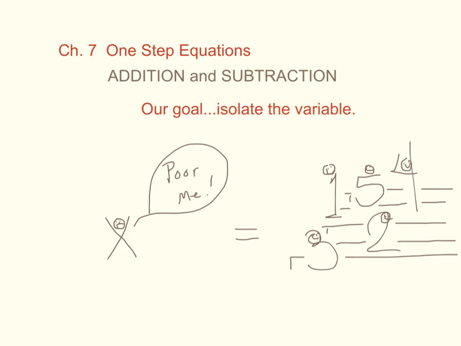To isolate means to put something all by itself. If that's a person, it means they're really lonesome. Thankfully, variables don't have feelings, so they can't feel sorry for themselves when they're all by themselves. But that is our goal. So we want the x on one side, or any other variable, x, n, a, b, c, or d, any variable that we're trying to solve for needs to be on one side of the equation and everything else on the other. So let's look to see what that looks like.